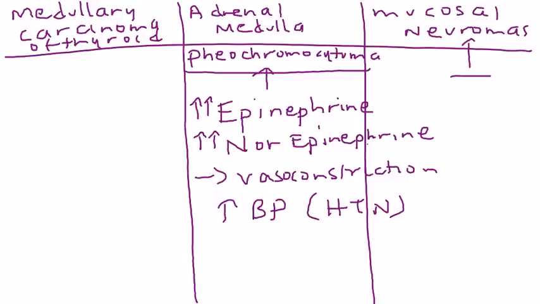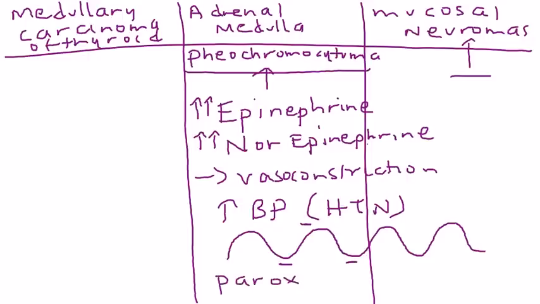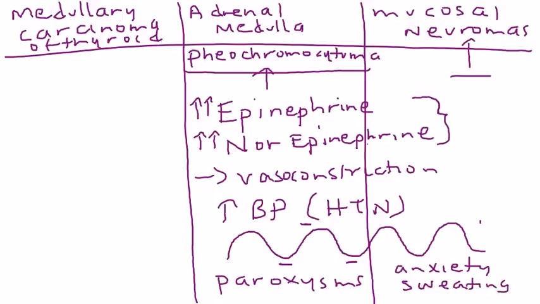But what's interesting is that when this tumor happens, it releases these catecholamines in an episodic way. So it's normal one minute, and then a few hours later, it's very high. So you get these paroxysms of symptoms, and the symptoms have entirely to do with the actions of these two catecholamines on the body, which are sympathetic nervous system response. So not just high blood pressure, but anxiety, sweating, rapid heart rate, increased heart rate, things like that.